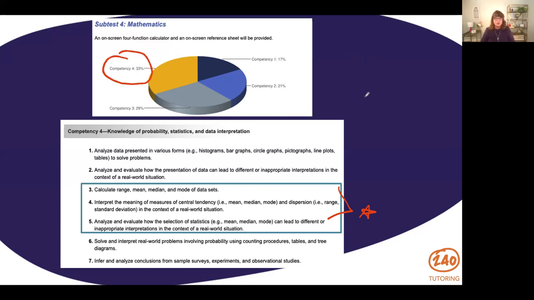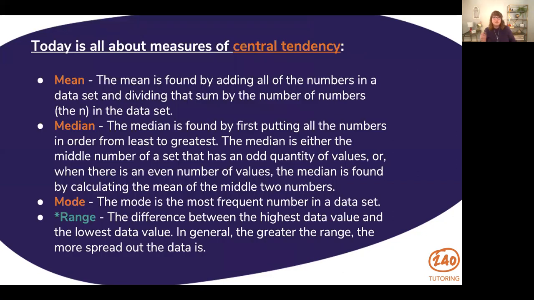Speaking of reteaching, let's jump right in and do some reteaching. So there are some things, some terms about central tendency that you need to know. I would highly recommend flashcards for these.